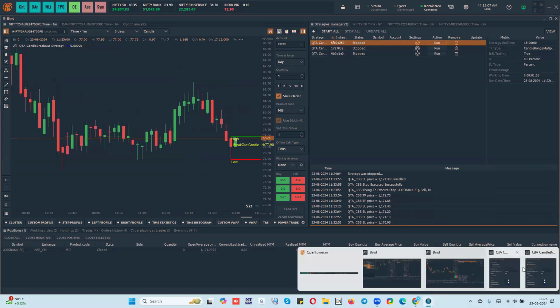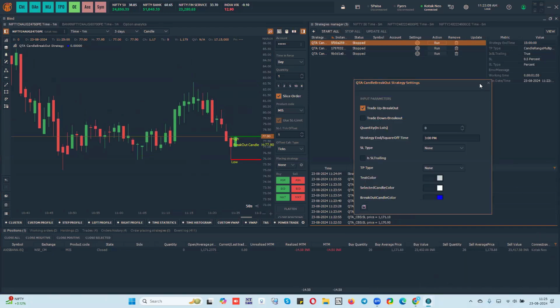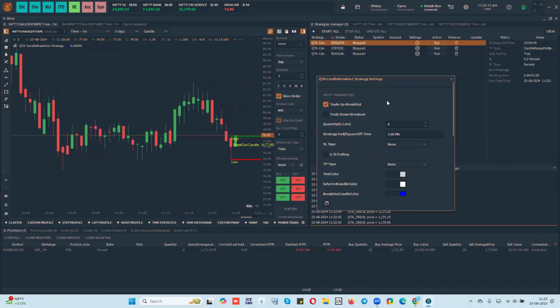And in this particular account, I have a limited margin. So I will use only the buy side of the trade in the options. I will select quantity one. Stop loss in terms of percentage, I will take it as 20%. Take profit also 20%. And this time I'm not selecting the trailing option.